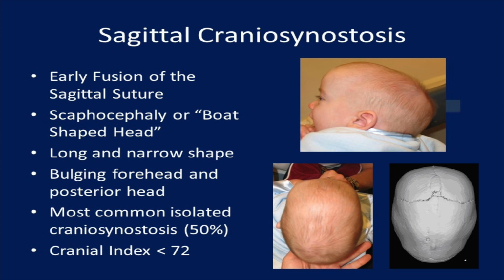The most common craniosynostosis is a sagittal craniosynostosis. This is the early fusion of the midline suture, which causes a boat-shaped head, also known as scaphocephaly. There's bulging of the forehead and the back of the head, as well as narrowing of the sides.